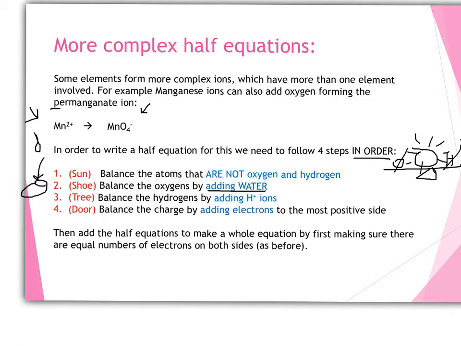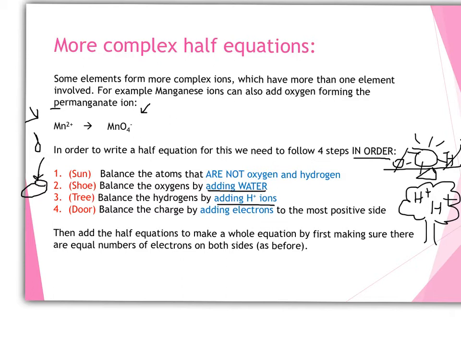Number 3, you've got to balance hydrogens. So any hydrogens on one side, you've got to have the same amount of hydrogens on the other side. And how we're going to balance those hydrogens is simply by adding H+ ions. So for 3 tree, you're going to picture a tree, and hanging up in the tree you're going to see lots of H+. They have to be H+, they have to be hydrogen ions.